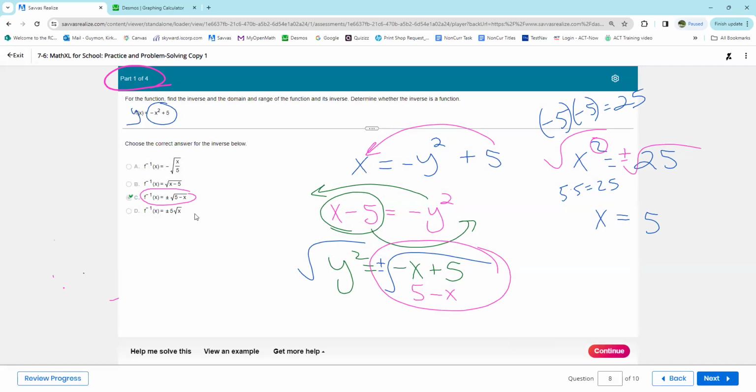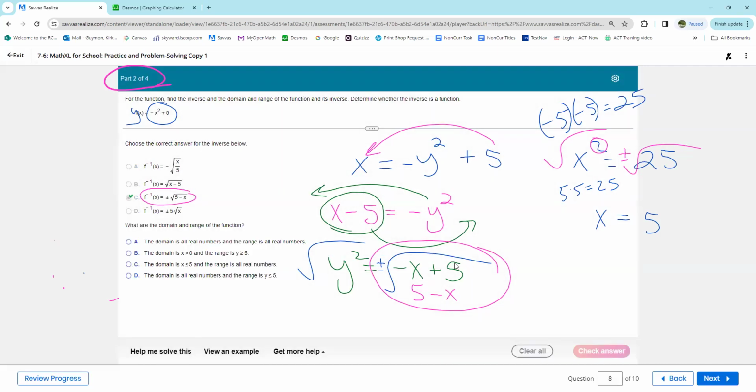All right, well, moving on then to the next step. What's the domain and range of the, well, now this domain and range, they're talking about the original function or the inverse function? We just did the inverse, so it's talking about the original function. The original function was a parabola opening down, right? That was a parabola opening down because of the negative, but moved up 5. So that's a parabola that looks like that.